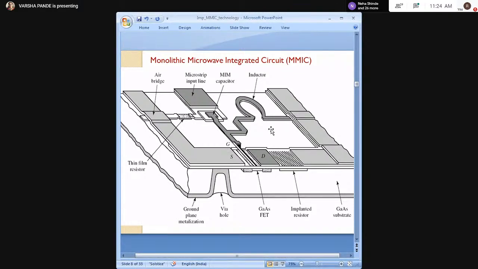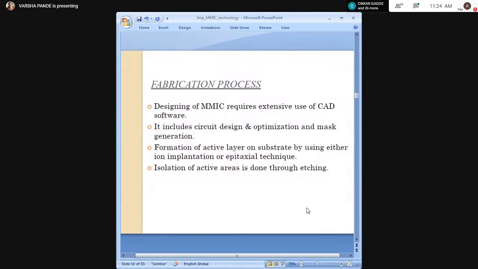So different masks are required. Then all those mask designs are again done by using a CAD tool. There are different softwares available. This CAD tool includes circuit design and optimization. What is circuit design and optimization?